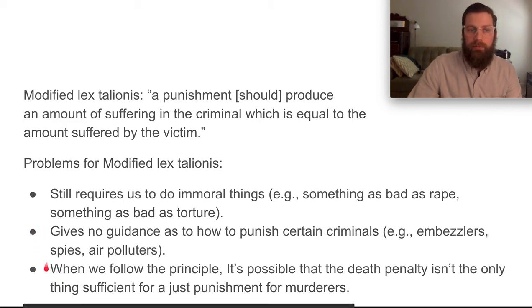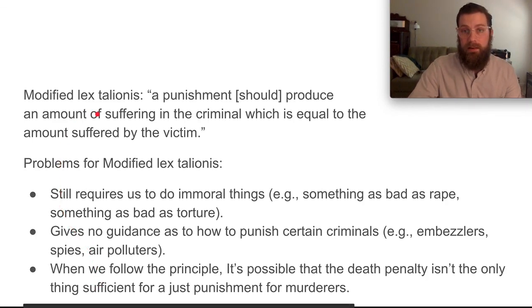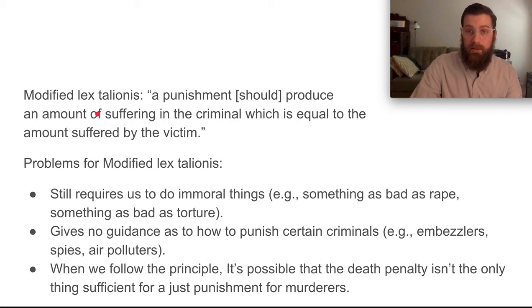Moreover, when we follow this principle, it's possible that the death penalty isn't the only thing sufficient for a just punishment for murderers. So it might be that a life in prison would be just as disagreeable as being put to death. So even on this modified lex talionis, we might no longer be able to validly reach the conclusion that we are morally required to put somebody to death when they commit murder.